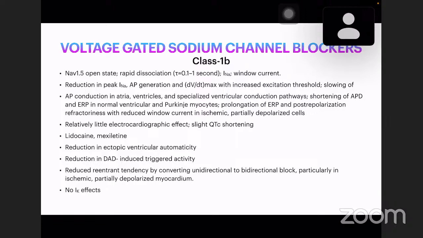It doesn't affect potassium channels or the potassium inflow current like class 1A drugs. There is also a tendency of converting unidirectional to bidirectional block, particularly in ischemic and partially depolarized myocardium. That's how these drugs control the rate.